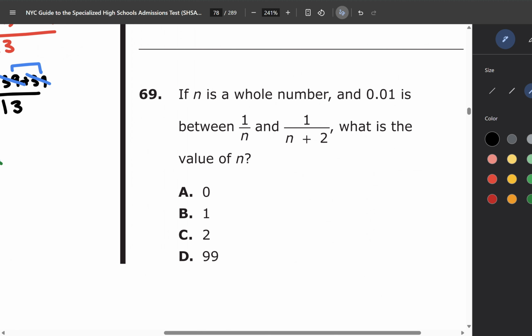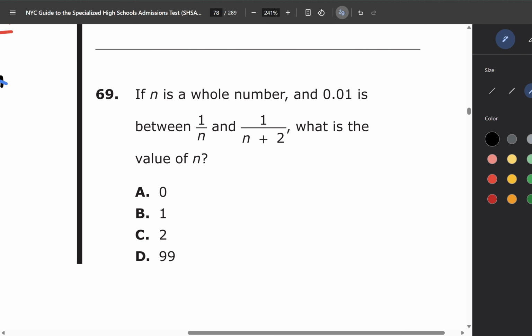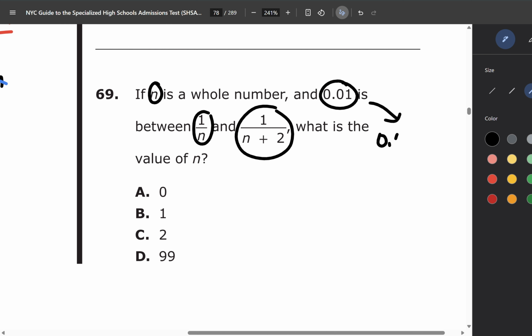And last but not least, we have question 69. If n is a whole number, and 0.01 is between n and n plus 2, what is the value of n? So, one thing to note here is that 0.01 is equal to 1 over 100. And that makes sense because when we read this out loud, we say 1/100th. 1 over 100.